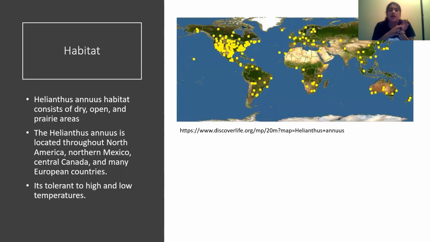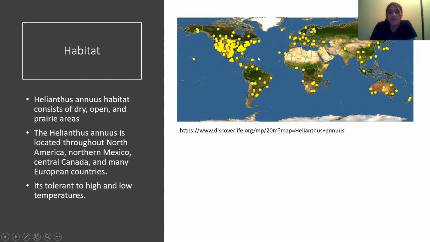The Helianthus annuus's habitat consists of dry, open, and prairie areas. It likes to be in very open spaces. It is located throughout North America, northern Mexico, central Canada, and many European countries. In Russia, it's also cultivated, and they use this plant for the cultivation of sunflower oil. It is also very tolerant to high and low temperatures. Its range is around 70 to 78 degrees Fahrenheit.